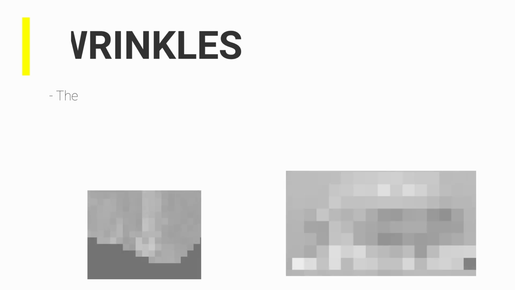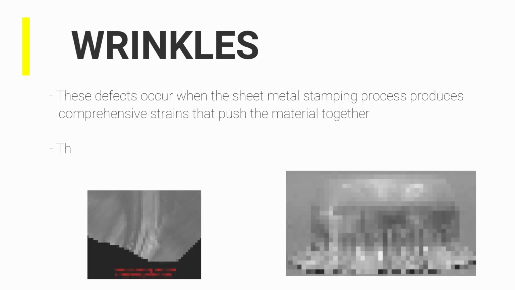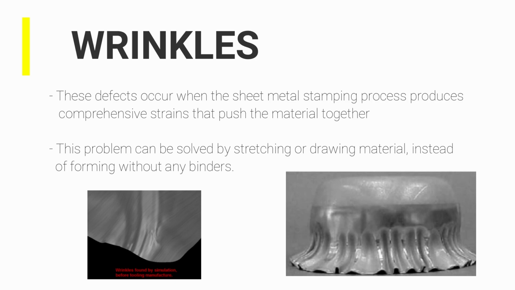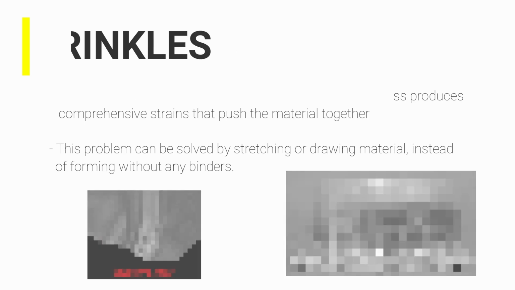Second is the wrinkle defect. This defect occurs when the sheet metal stamping process produces compressive strain that pushes the material together. This problem can be solved by stretching or drawing the material instead of forming without any binders.